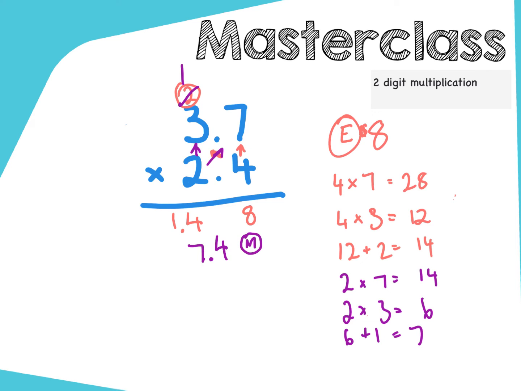So what I can do is I can do one of two things. I can quickly add and try my best to add across like this, or I can simply just write my sum out again.